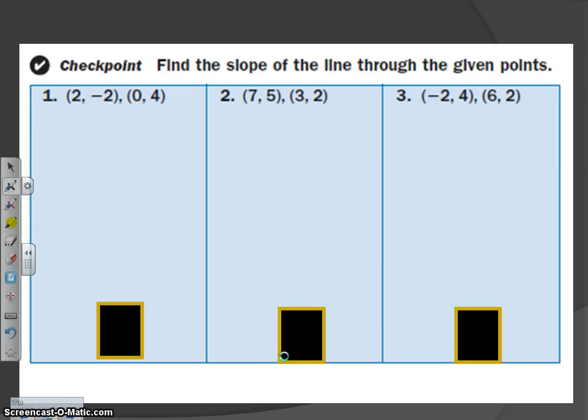Find the slope of the line through the given points. Go ahead and try these yourself. You might want to pause the video. Remember to pick a y first.